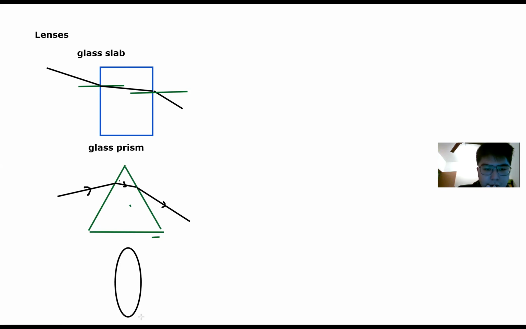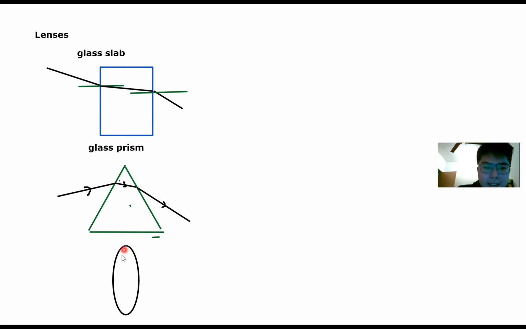The last one, a lens, is different from glass slab and glass prism. The difference is, for the glass slab, the boundary is a plane surface, it's flat, and it has two parallel sides. We call this a glass slab. The glass prism's boundary is also plane, flat, and the other side is also plane. But the one thing that is different from the glass slab is that the two plane surfaces are not parallel. And then the last one, lens.